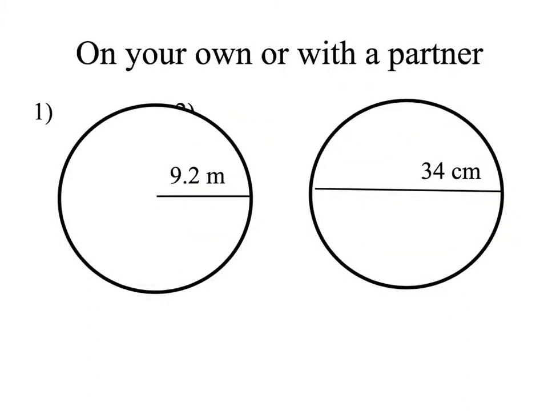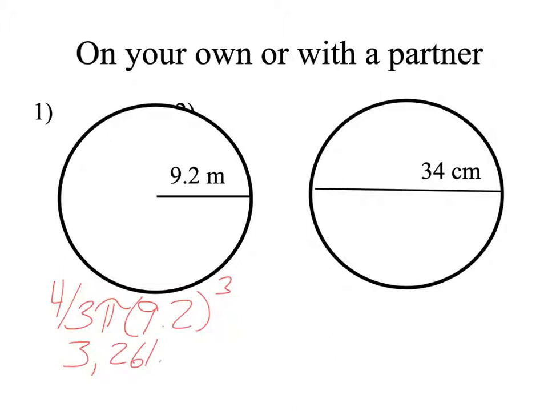Try these two on your own. Be careful to notice whether we're looking at a radius or our diameter. So for the first one, 4/3 times pi times 9.2 cubed. I get 3,261.76 meters cubed.